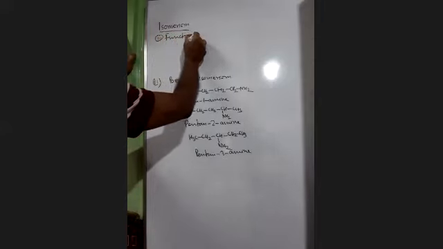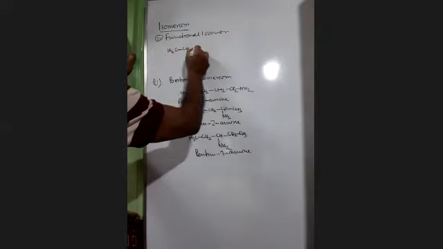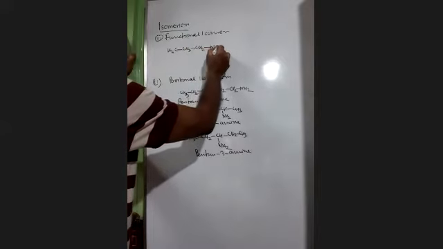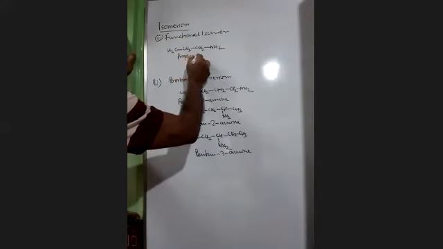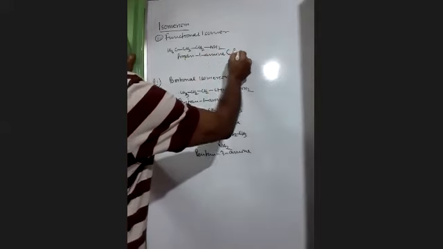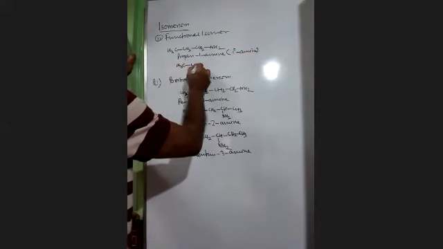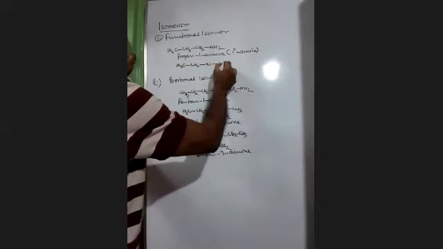Now, third, functional isomer. So I have taken here CH3, CH2, NH2. Okay, this is propan 1-amine. This is a primary amine. Now it is CH3, CH2, NH, CH3.